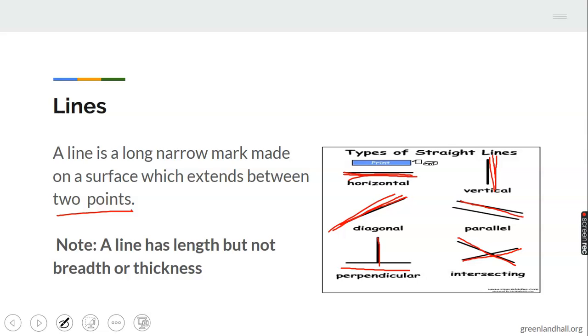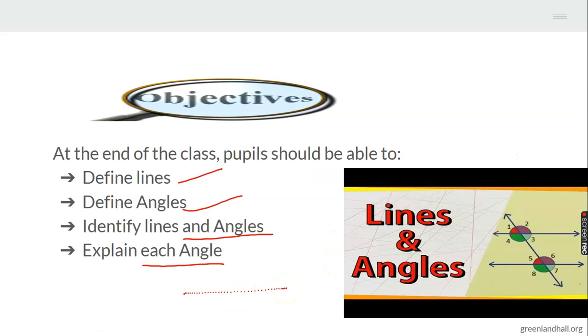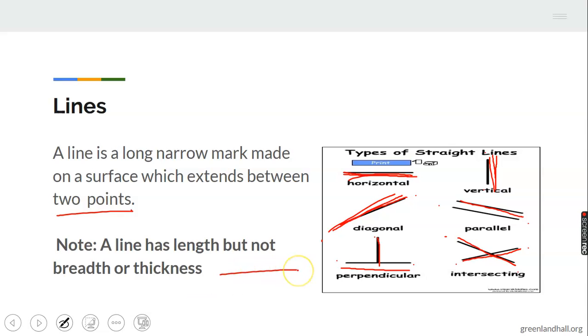Now I told you that a line is a long, narrow mark made on the surface which extends between 2 points. This is a point, this is another point. It will be between 2 points, from one point to the other. Good. Now note, a line has length, but not breadth or thickness. I'll say that again. A line has length. That's how long the line is, but it does not have breadth and it does not have thickness. Did you get that? Please keep it safe.